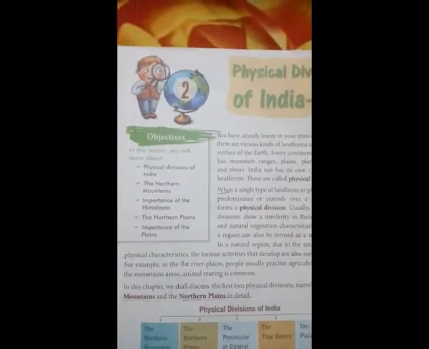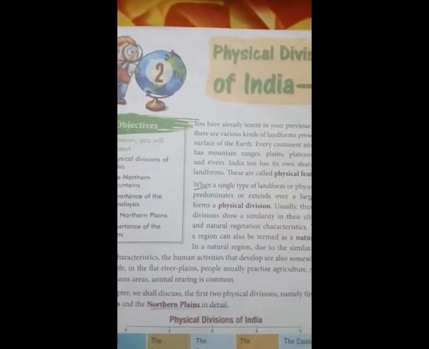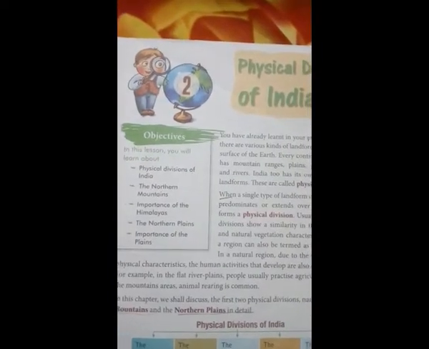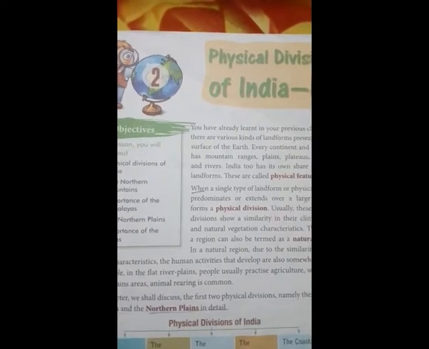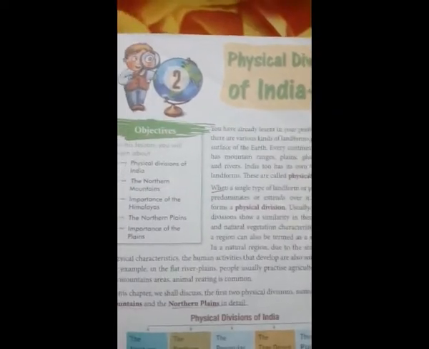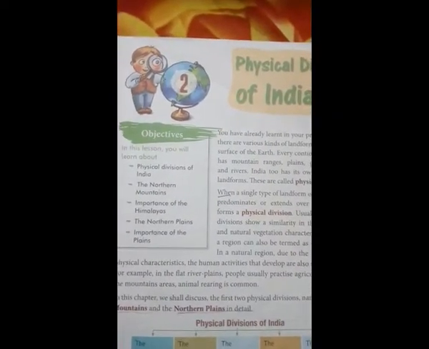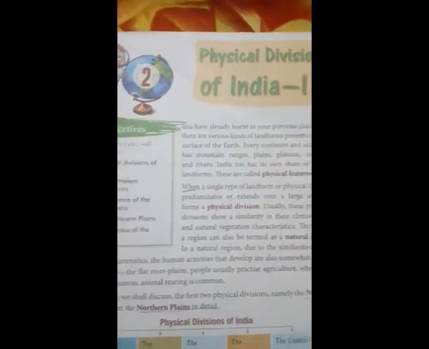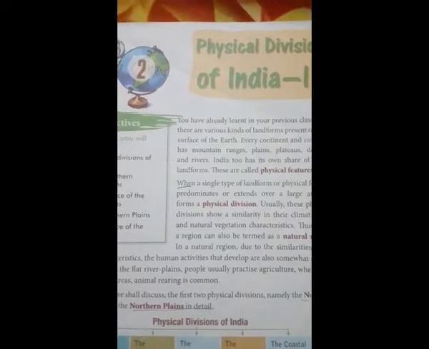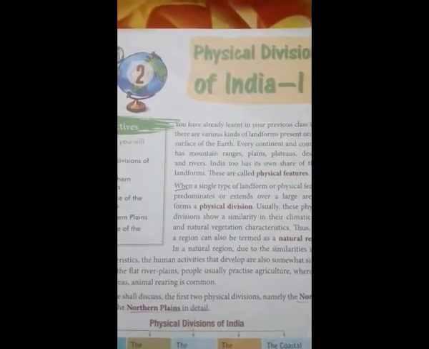In a natural region, due to the similarities in the physical characteristics, the human activities that developed are also somewhat similar. For example, in the flat river plains, people usually practice agriculture, whereas in the mountain areas, animal rearing is common. So in the same natural region, the human activities are the same, and people have the same type of occupation.